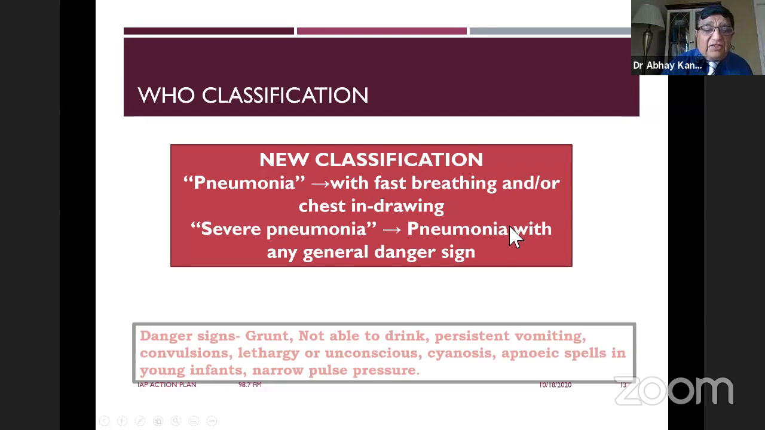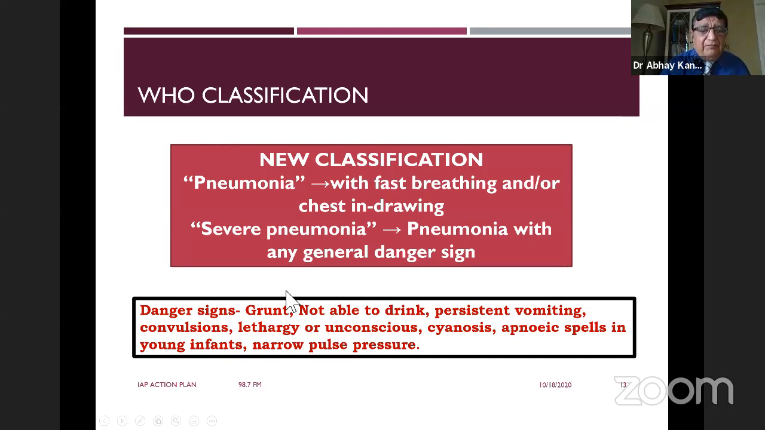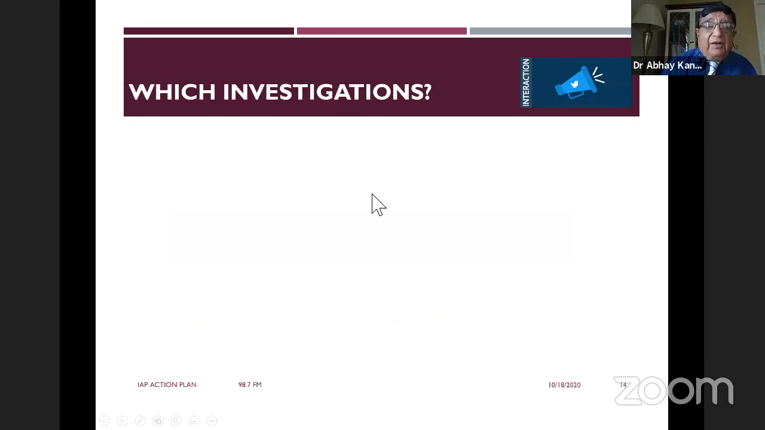The danger signs include grunting, not able to drink, persistent vomiting, convulsion, lethargy, unconsciousness, cyanosis, presence of an apneic spell, especially in a young infant, or a narrow pulse. So these are the situations which indicate a danger sign. When a danger sign is present, we are dealing with severe pneumonia. And if danger signs are absent but fast breathing is there, then we call it a simple case of pneumonia.